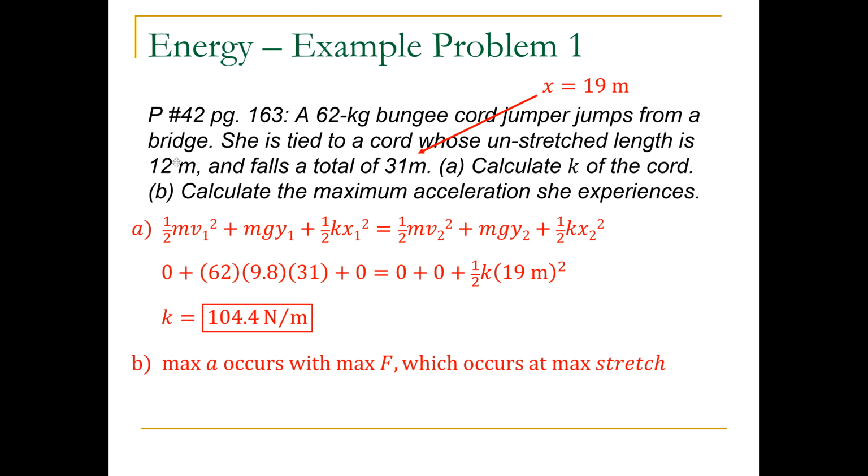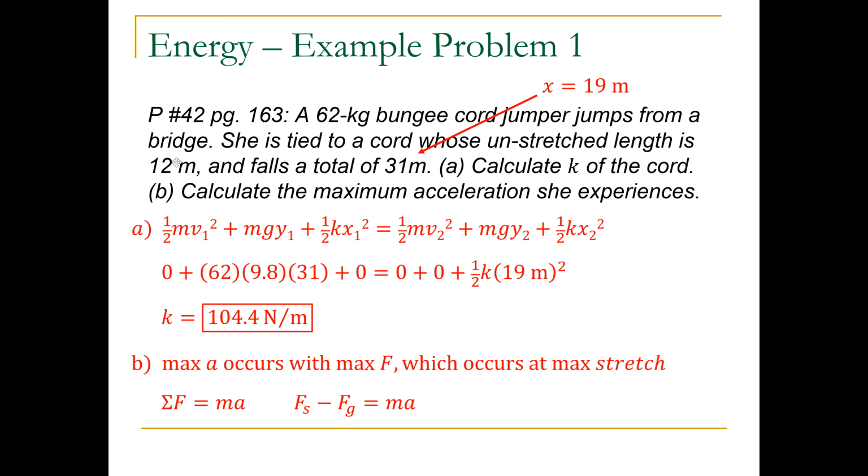With acceleration, we really need to look at forces, and so the maximum acceleration is going to occur where we have our maximum force, and the maximum of force occurs where we have our maximum stretch. Remember Hooke's law, F equals negative kx, so the more it stretches, the more force we have. Before it stretches, the only force we have is gravity. So if this is less than the force of gravity, then maybe our max acceleration would just be at 9.8, but that's not going to happen.